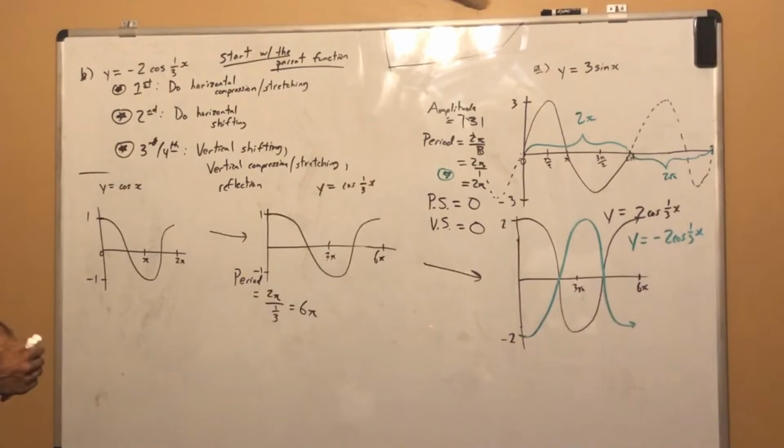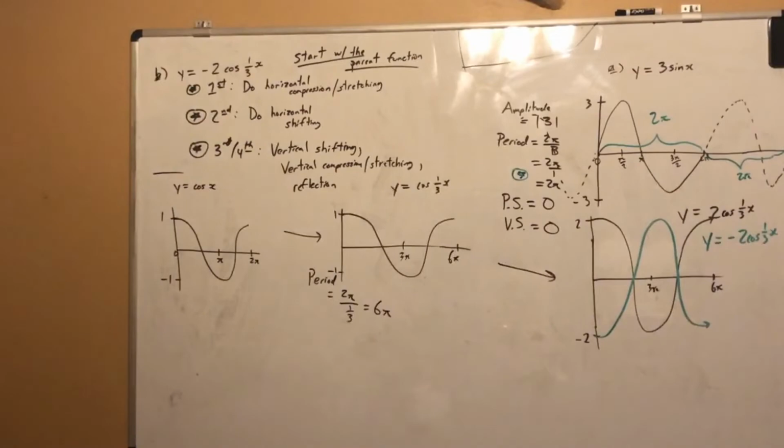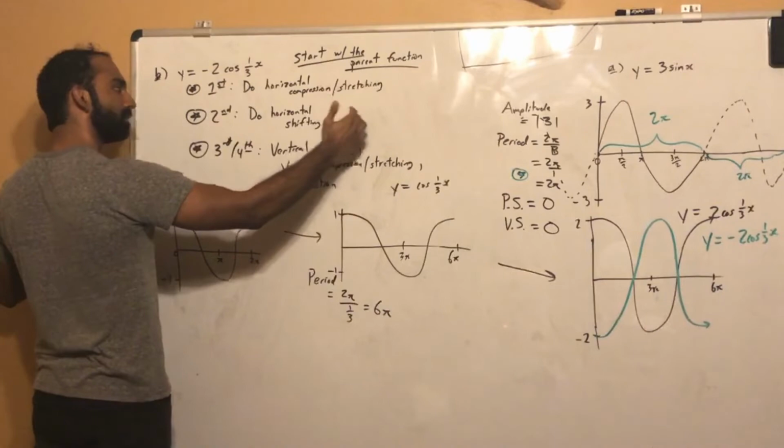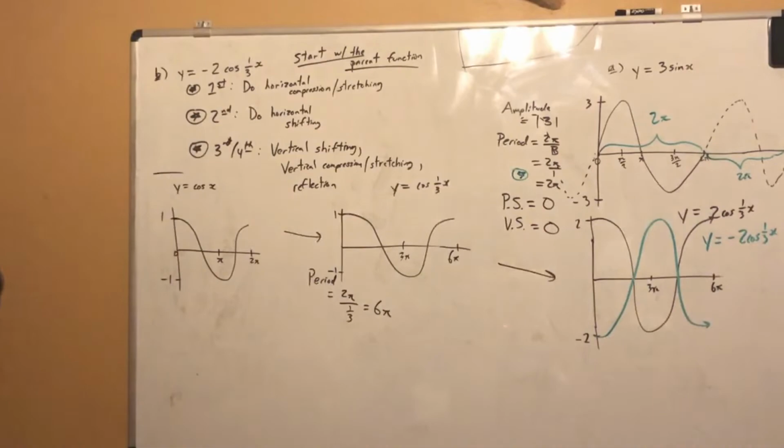All right, so the last problem of the day I want you guys to do is part D. Problem letter D. Again, follow this outline. Start with the parent function, do the horizontal compression and stretching, do shifting, and then do your vertical stuff. All right. So, have at it for about 4 or 5 minutes.